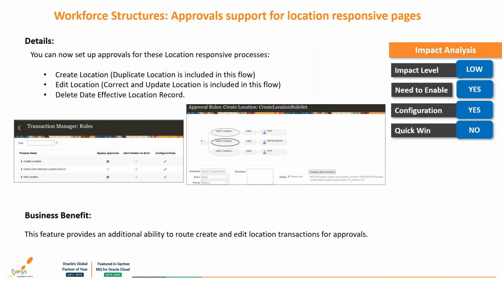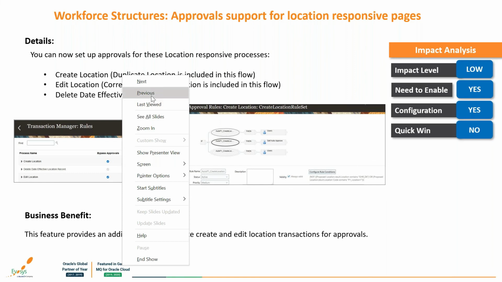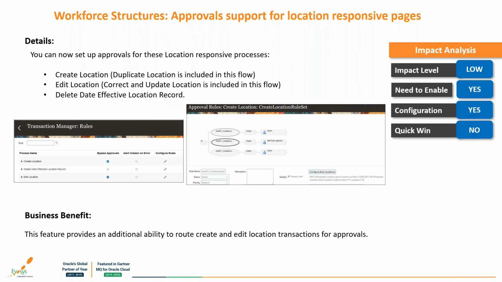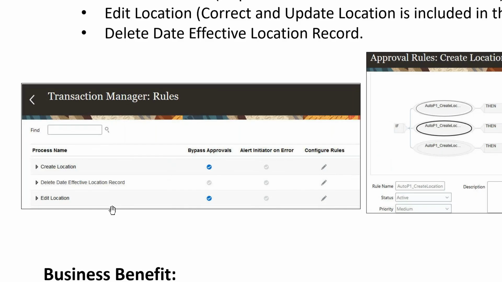Approval support for location responsive pages. You can now set up approvals for these location responsive processes. Create location and duplicate location are included in this flow, along with edit location and delete dates. Now, if you see, these rules can be created.